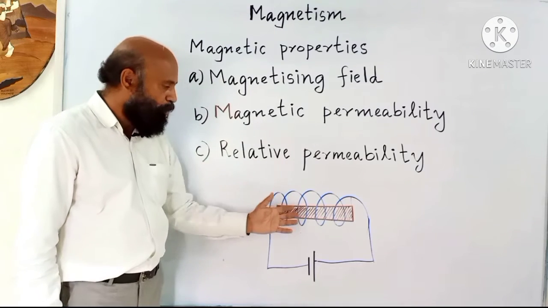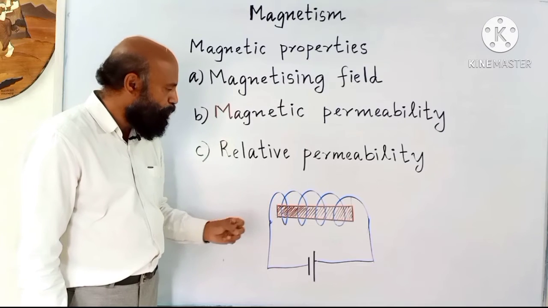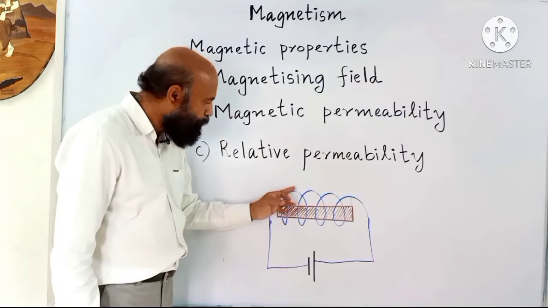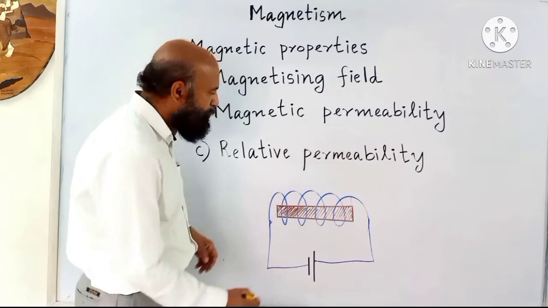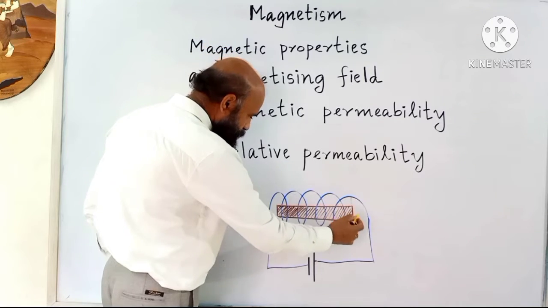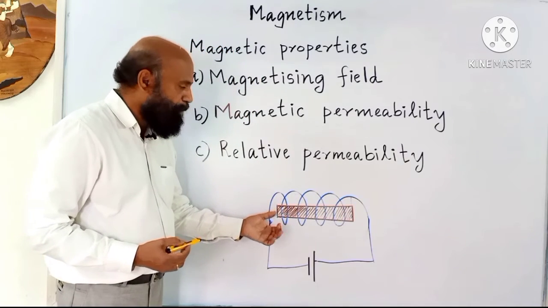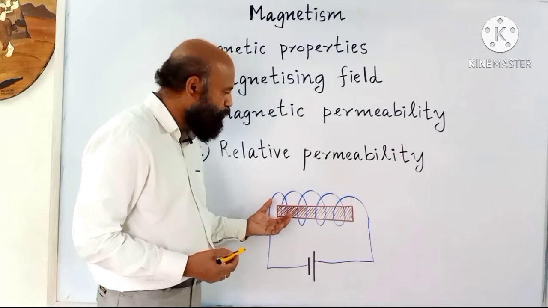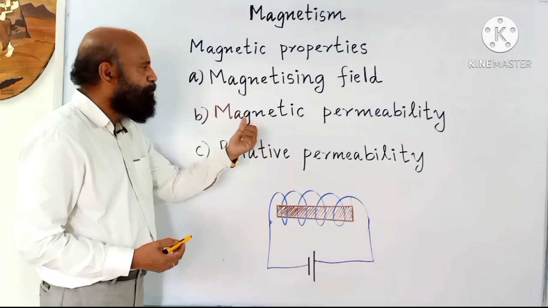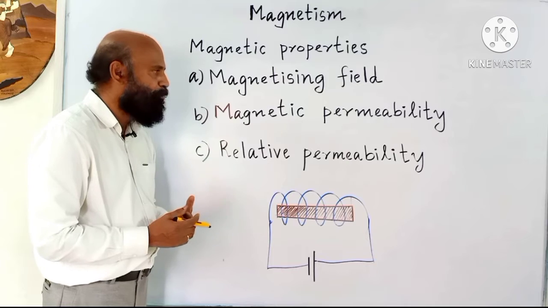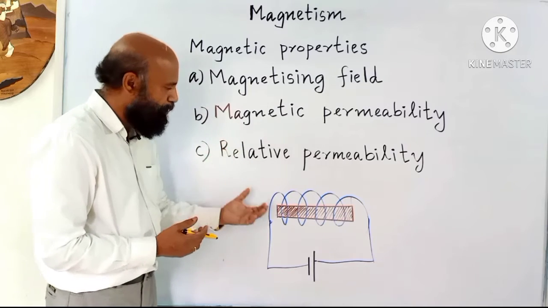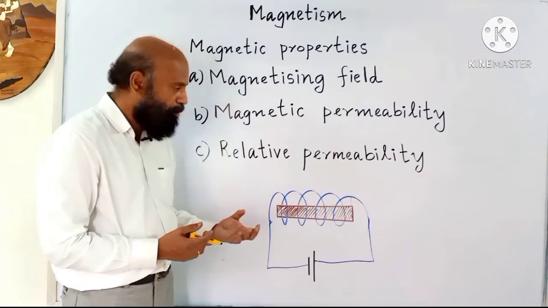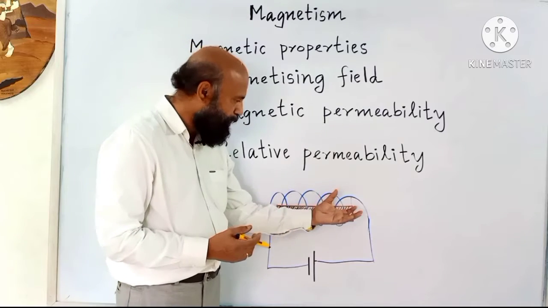Then whether it will allow the passage of the magnetic lines of force depends on this property, magnetic permeability. Because of the current passing through this coil, there is a magnetic field. Then depending upon the material, there will be passage of magnetic lines of force. So let us see what is magnetic permeability. Magnetic permeability is defined as the ability of the material to allow the passage of magnetic lines of force, or the ability of the material to take magnetization.